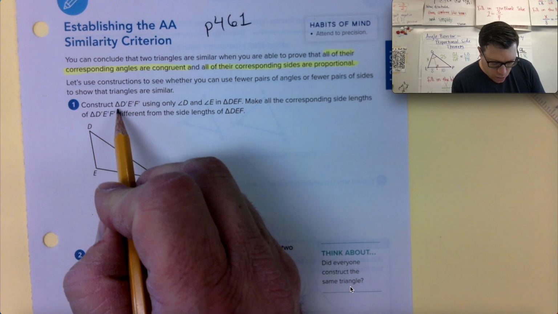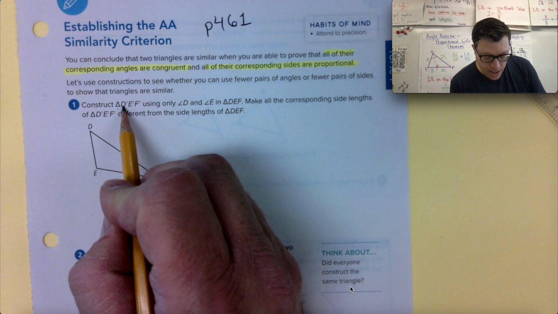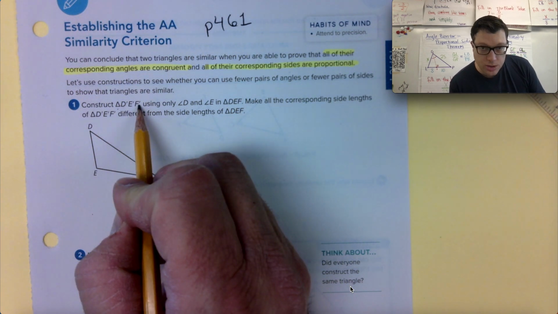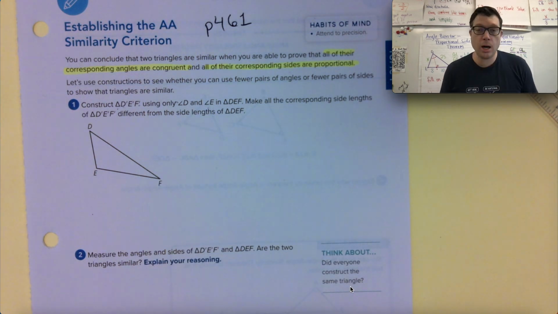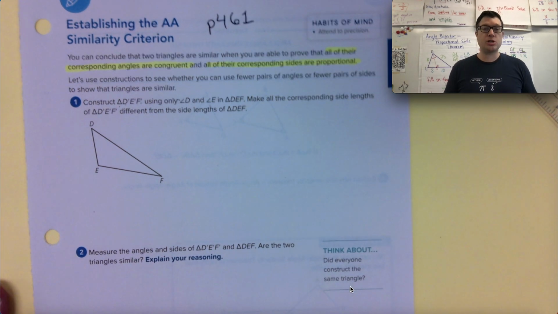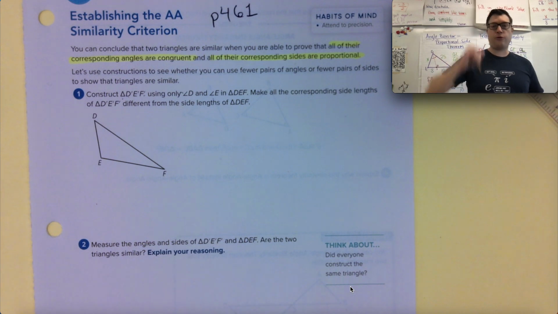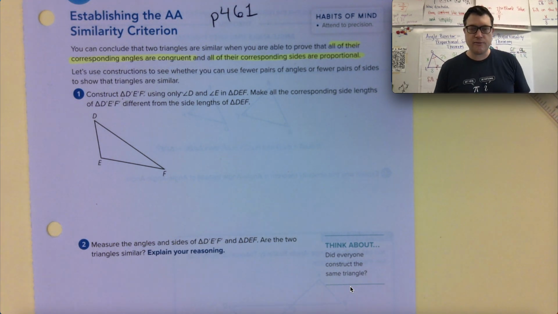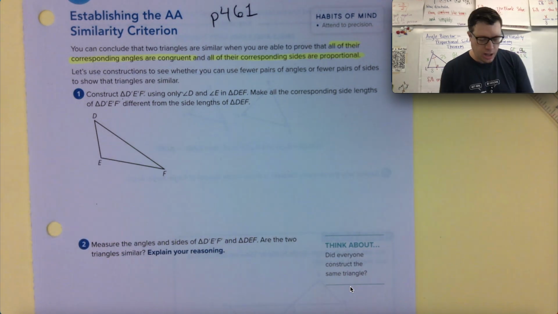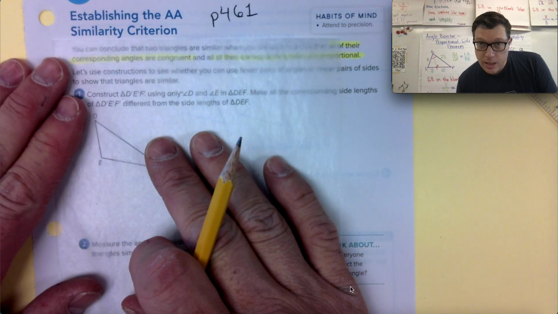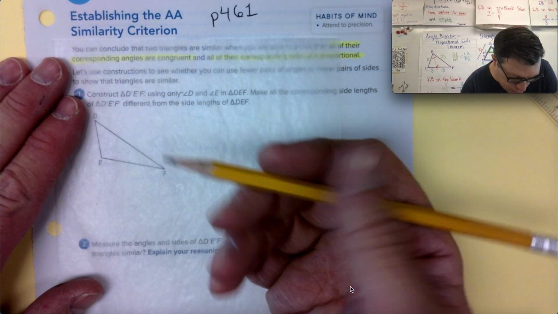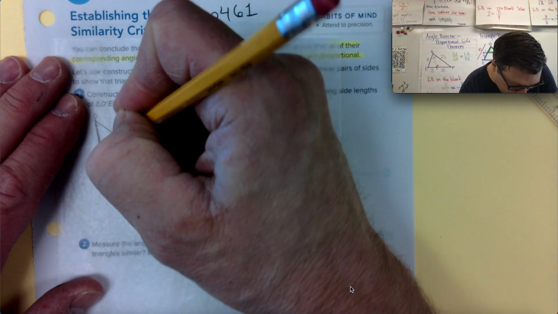Construct triangle D prime, E prime, F prime using only angle D and angle E in triangle DEF. Make all the corresponding side lengths of triangle D prime E prime F prime different from the side lengths of triangle DEF. So we want to make sure it's bigger or smaller. Bigger is easier to draw when we have the tracing paper to do it. So tracing paper in hand, pencil in hand, trace triangle DEF.